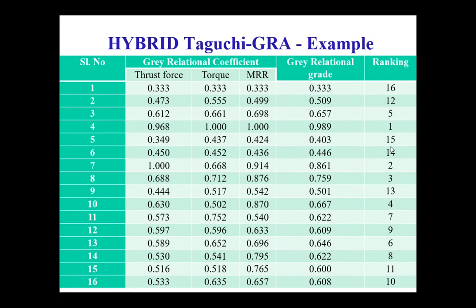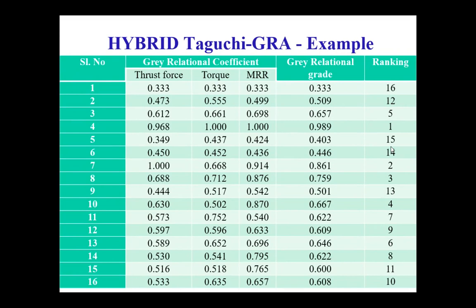So why do we call it a hybrid? In normal gray relational grade analysis, the raw data is normalized and subsequent operations are performed. But in the case of hybrid Taguchi gray relational analysis, the raw data is initially converted into the SN ratio based on the smaller the better or larger the better concept. And for this SN ratio alone, we are going to carry out the normalizing process and subsequent process.